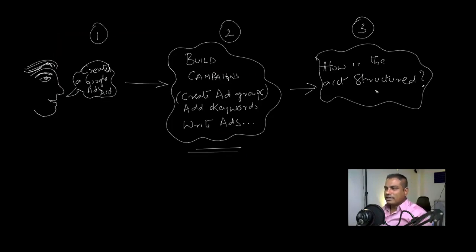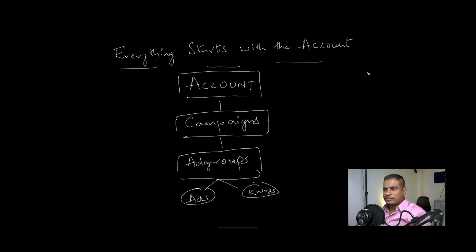Now, how is the account structured? You're telling me that, okay, I'll teach you how to create a Google Ads account. As of now, I only know that I need to create a Google Ads account if I want to advertise on Google. I created a Google Ads account. Now we're talking about something called campaigns. So hold on and let's move forward to see what I actually mean. Everything starts with the account.